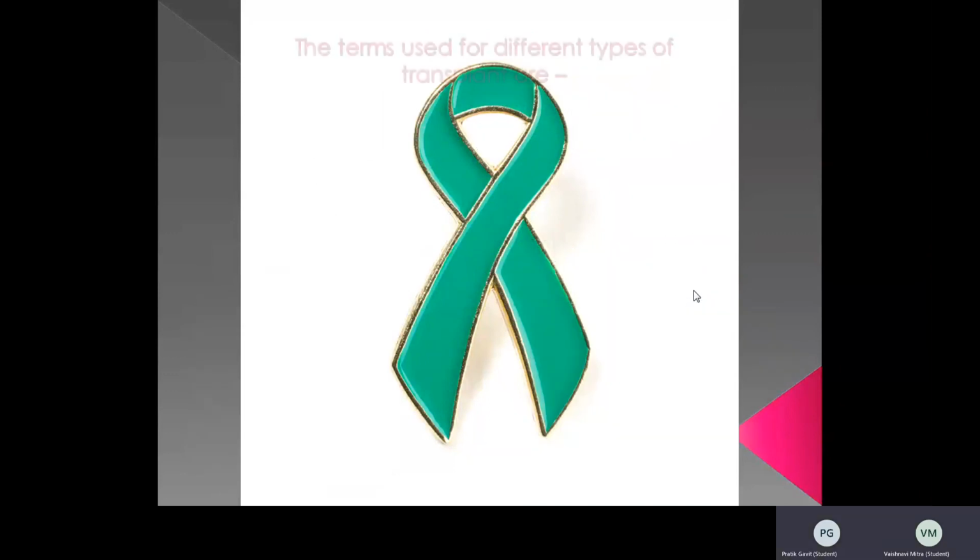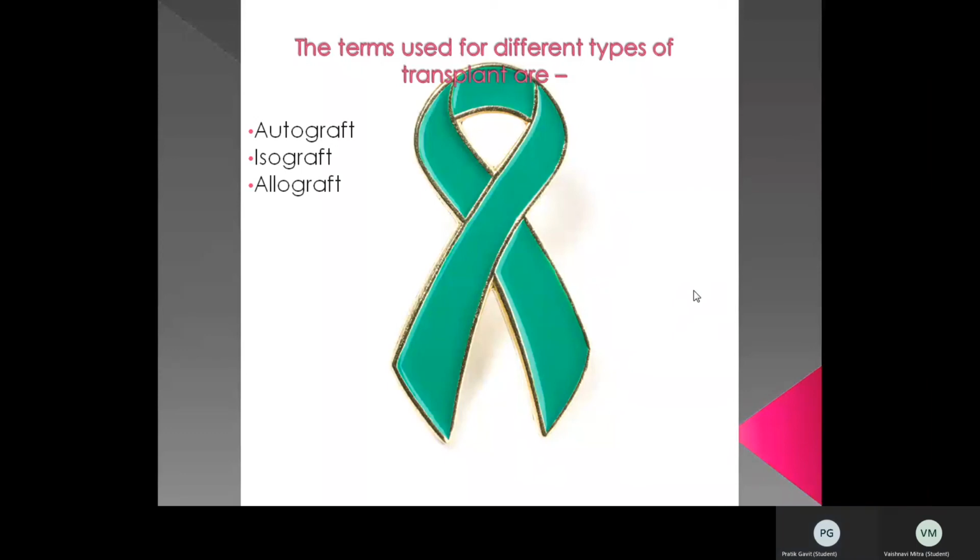Now, let's look at the terms used for different types of transplant. First is autograft, in which self-tissue transfer from one body side to another in the same individual takes place. Example is kidney transplant. Second is isograft, in which tissues are transferred between genetically identical individuals. In humans, this is the case of monozygotic twins. Third is allograft, in which tissues are transferred between genetically different members of the same species. The last one is xenograft, in which tissues are transferred between different species. Example is the graft of baboon heart into human.